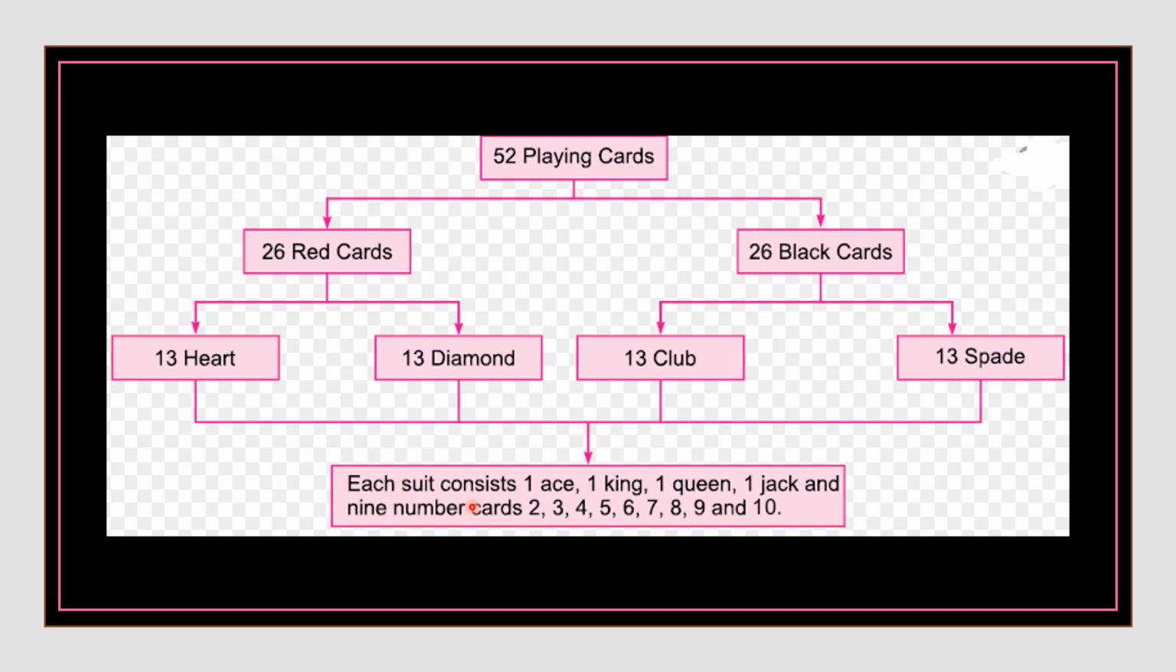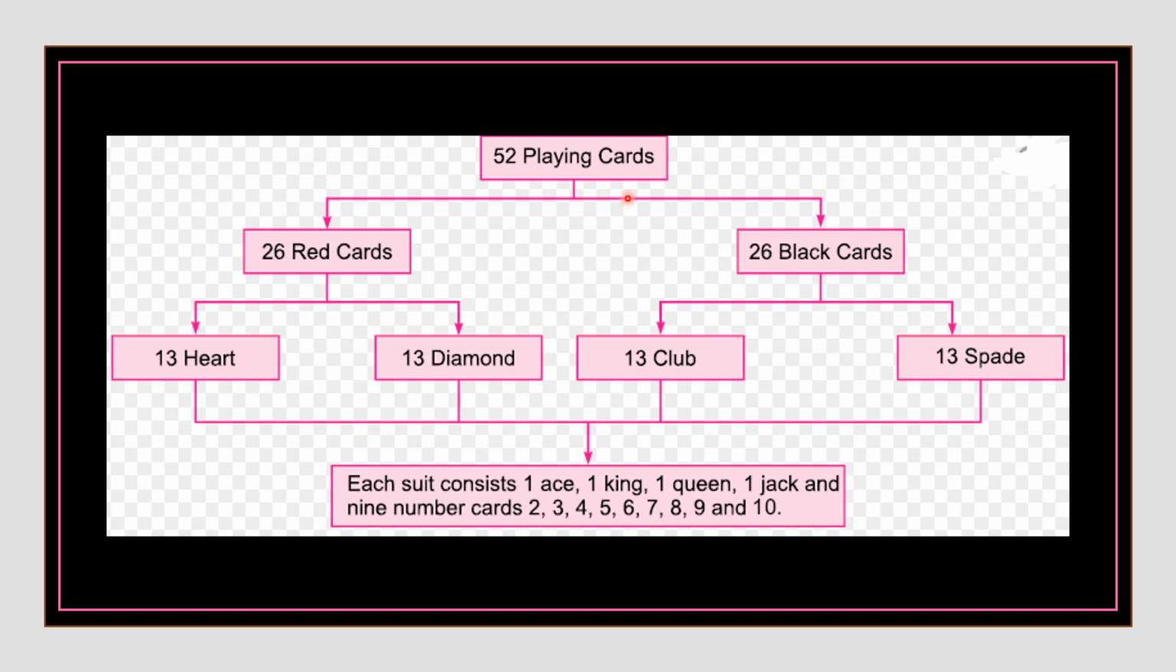In each suit, we will have one ace, one king, one queen, and one jack. These 4 are called picture cards. Therefore, every suit will have 4 picture cards and 9 number cards. The 9 number cards are 2, 3, 4, 5, 6, 7, 8, 9, and 10. Like this, every suit will contain 4 picture cards and 9 number cards.